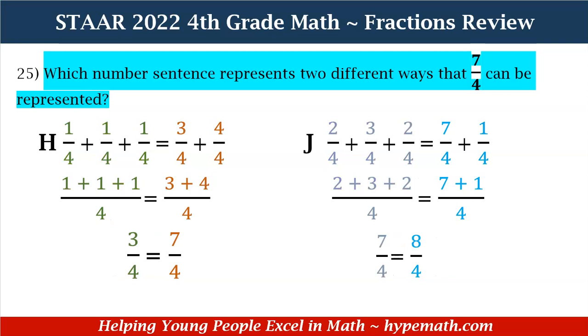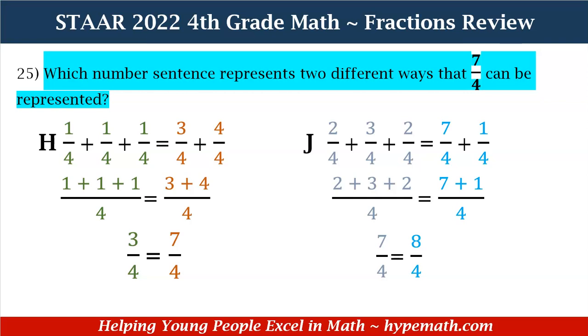Let's look at H and J. For H, our denominators are the same, so all we need to do is add our numerators. On the left-hand side in green, we have 1 plus 1 plus 1. That is equal to 3, so that's 3/4. And then on the right-hand side, we have 3 plus 4. That is equal to 7, so 7/4. So for H, we have 3/4 is equal to 7/4.